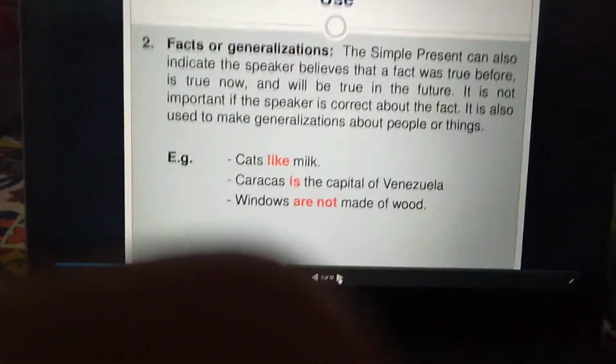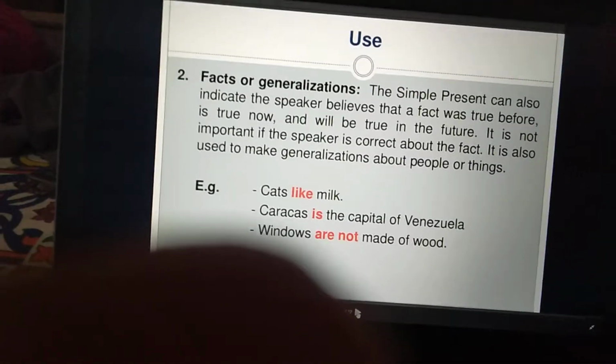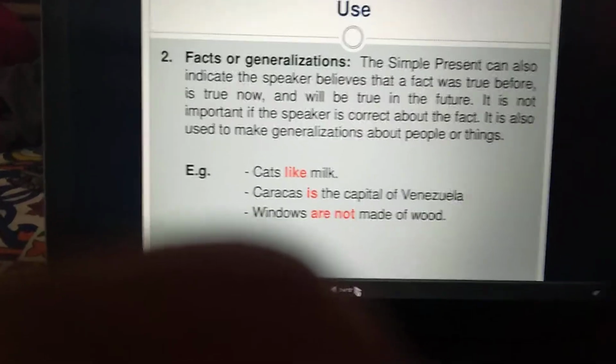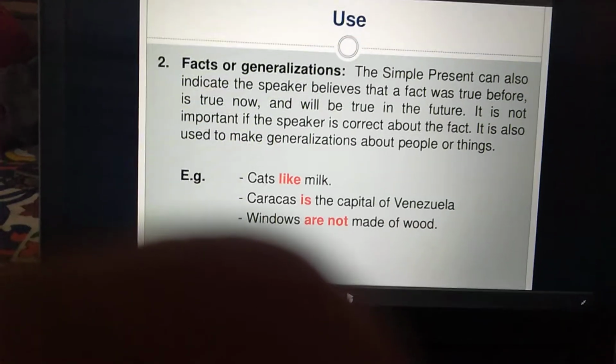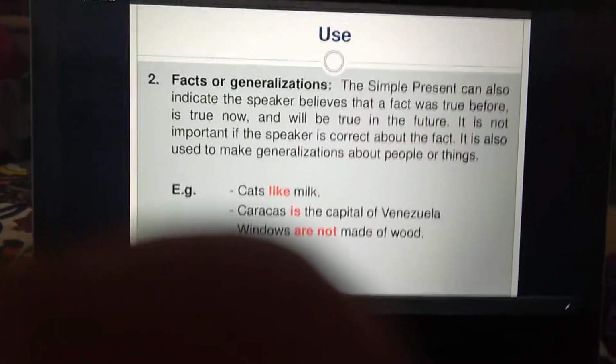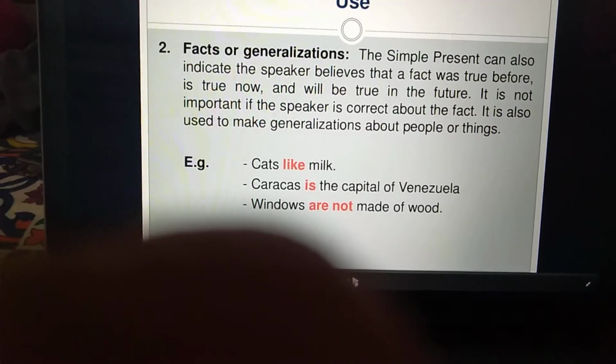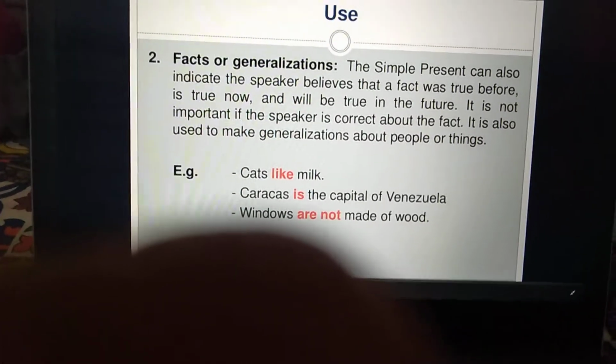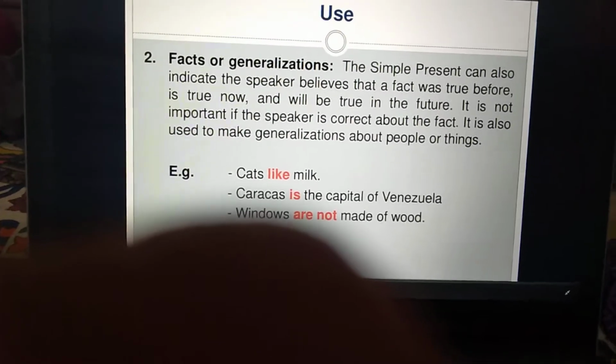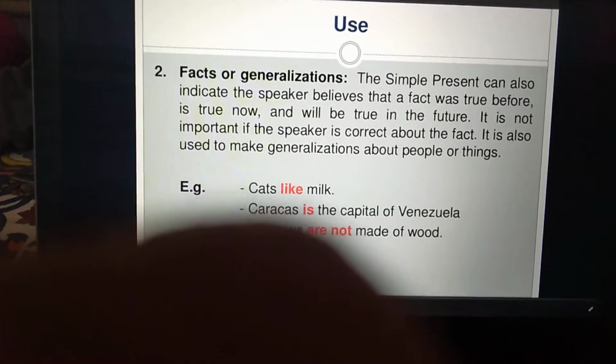So bache, we have talked about the two uses. We use the present indefinite tense for actions which are part of your routine or which are repeated on a regular basis. And the second use is that we use it for universal facts or universal truths. Clear, bache?